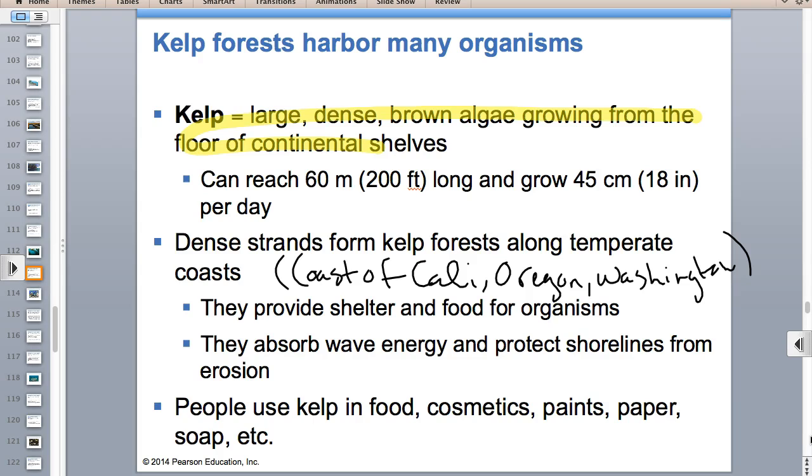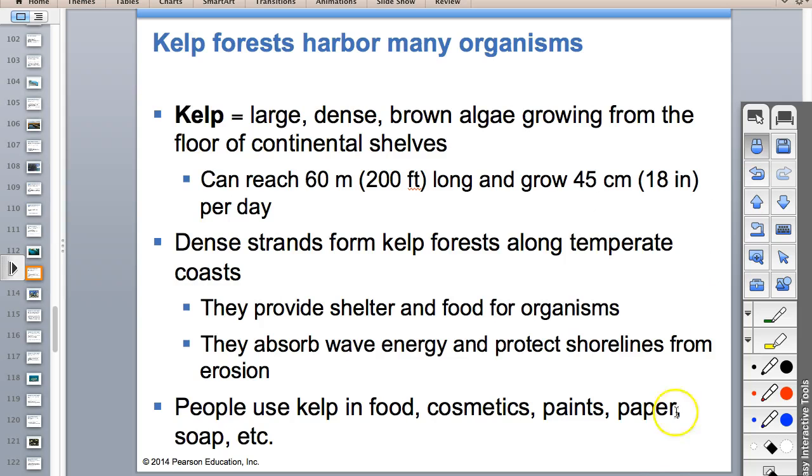Have you ever had a beauty product or food that has carrageenan in it? Have you ever seen that word? It's in a lot of beauty products, but kelp is very important economically. I'm pretty sure I said that wrong. Anyway, you can use it in paper, soap, lots of stuff. So kelp is a thing.